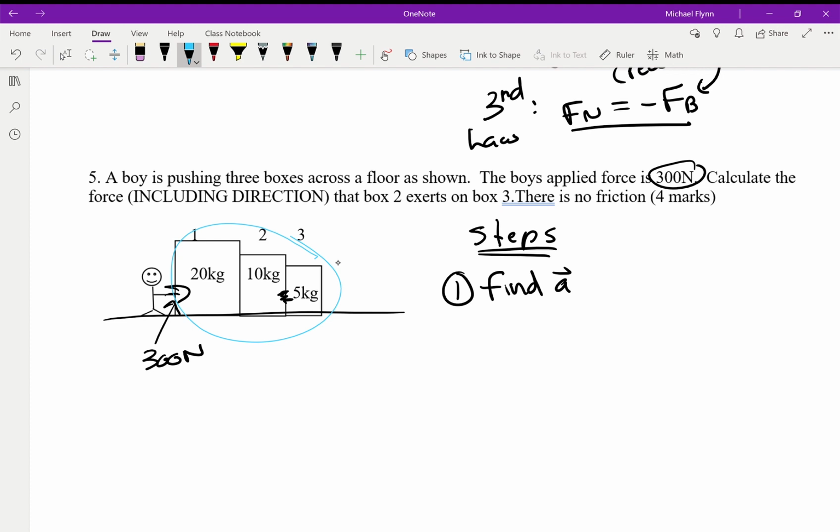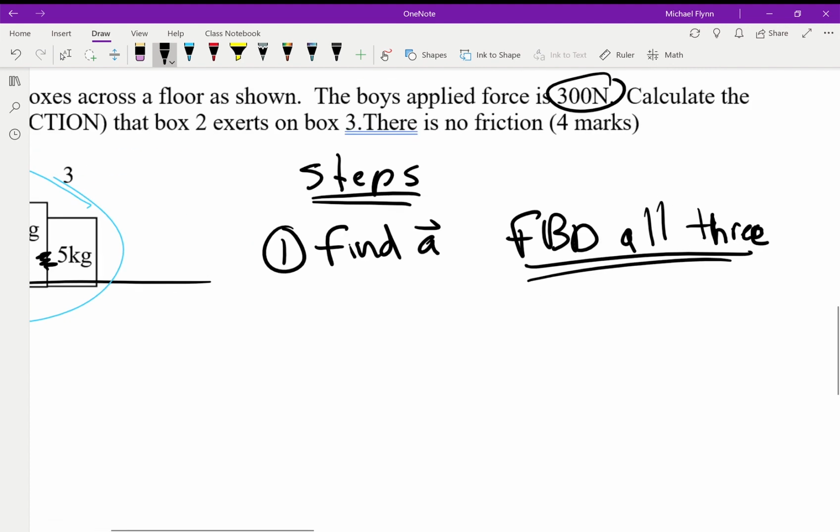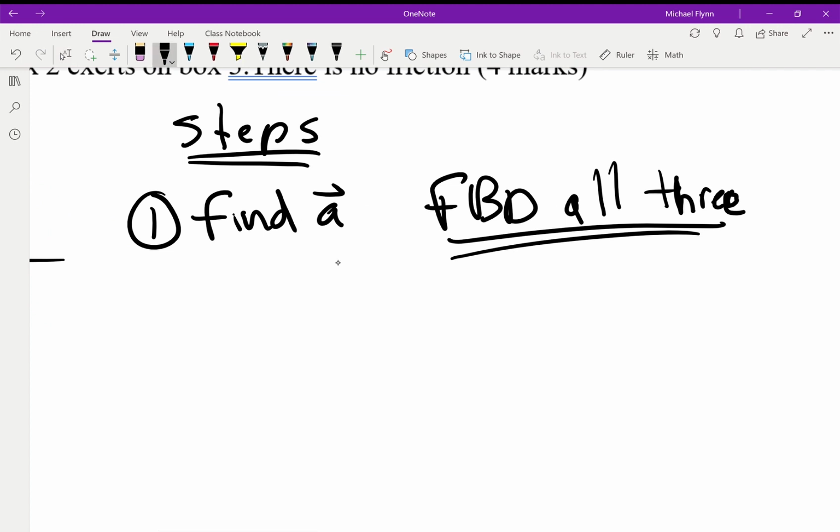So in order to find a, you draw a free body diagram, okay, free body diagram of all 3 objects. We're going to combine them and treat them as one. I'm sorry, I'm having a hard time writing this morning. All right, so here, all 3 objects. Now, what does that look like? Well, it says in the question there's no friction, so that's good. But we could put it in if there was. It would be against the motion. There's a normal force, there's gravity.